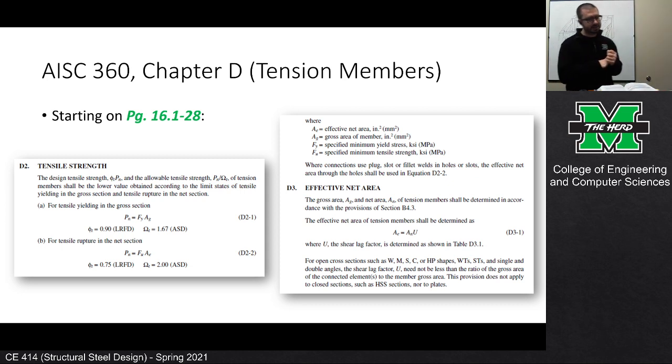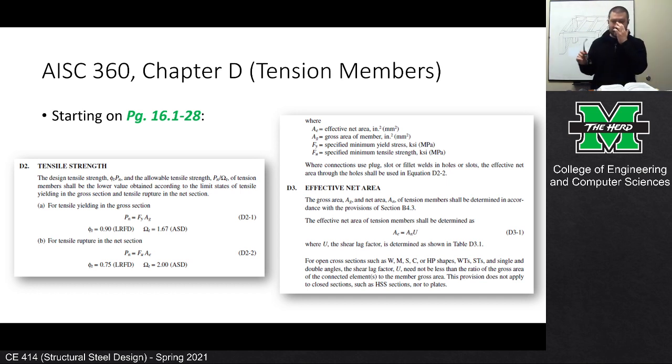Okay, so D2 says that the design tensile strength of tension members shall be the lower value obtained according to the following limit states. And so we have listed tensile yielding in the gross section and then tensile rupture in the net section. And so what that means is whenever we look at a tension member, if we're looking at the gross section, we limit the stress to Fy. And for the net section, we limit the stress to Fu. Okay. Now, behaviorally, why do we do that?